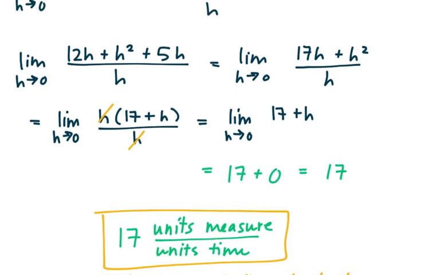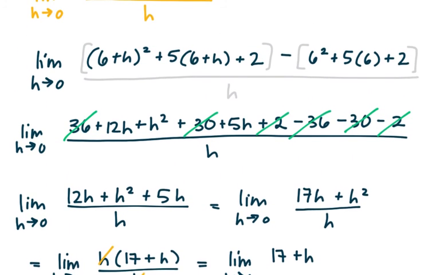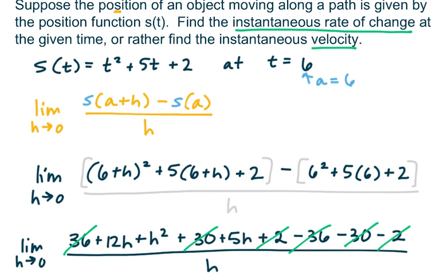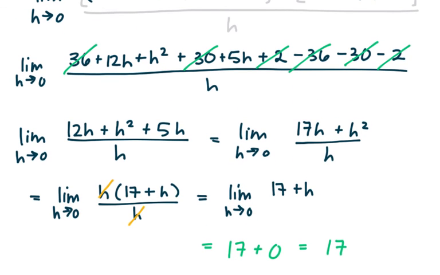So really that's the practice that you're going to be using when you solve any of these instantaneous rate of change problems. You're using this formula. You are plugging in A plus H, in this case 6 plus H, and then plugging in 6, your A value, finding that difference, and then manipulating the numerator to create a factor that cancels the troublesome, problematic H in the denominator.